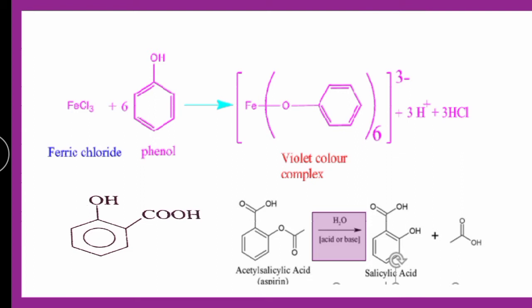As we all know, salicylic acid contains phenol, so this test will be given positive by aspirin since it contains salicylic acid, which contains phenol. So how will it give the test positive? Why is it treated with NaOH and H2SO4? As you can see here, this acetyl salicylic acid, when hydrolyzed, gets converted to salicylic acid and acetic acid. This salicylic acid contains phenol, and when further treated with ferric chloride, the ferric forms a complex with phenol, and this ferric phenoxide complex, which is violet in color, is formed. This positive test confirms the presence of aspirin.